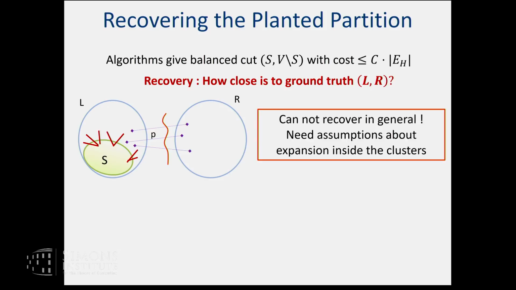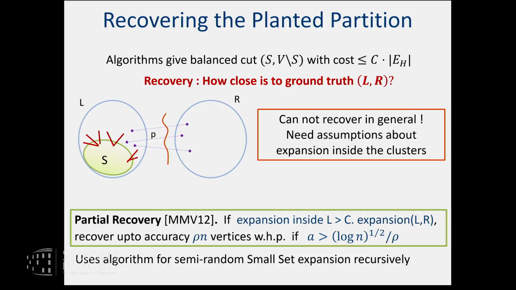And so in general, you can't recover the partitions unless you have some kind of expansion properties inside the clusters. What we can show is that as long as you have good expansion properties, that is, the expansion inside the clusters, I won't formally define the notion of expansion we use, as long as the expansion inside the clusters is a constant times more than the expansion of the planted cut, you can also recover the communities up to good accuracy. So you can do partial recovery.